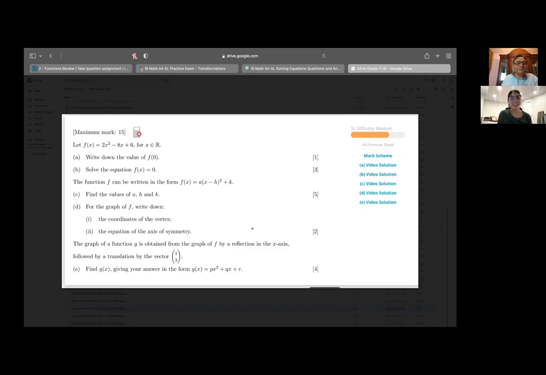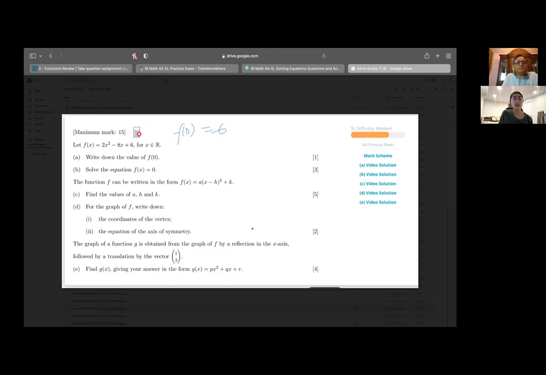Exercise: f of x equals 2x squared minus 8x plus 6, for x an element of the reals. Write down the value of f at 0. So f of 0 is 6, right? It's the y-intercept, because it's the constant. That makes sense.